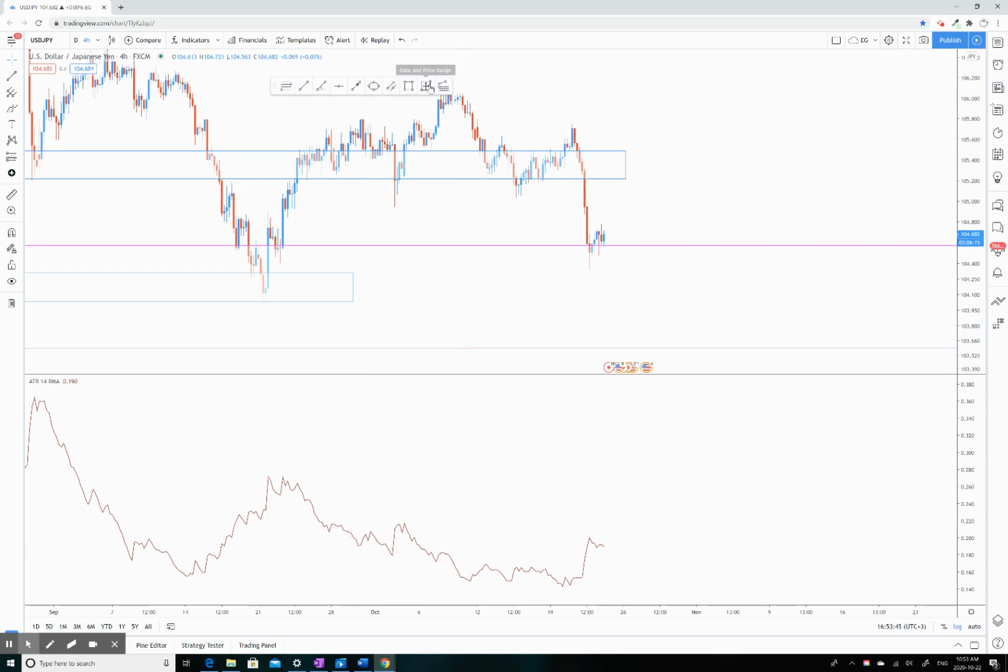So when we go in and actually plot our stop loss, on the US dollar yen. My God, I can't speak today again. I think I did this in my last video too.